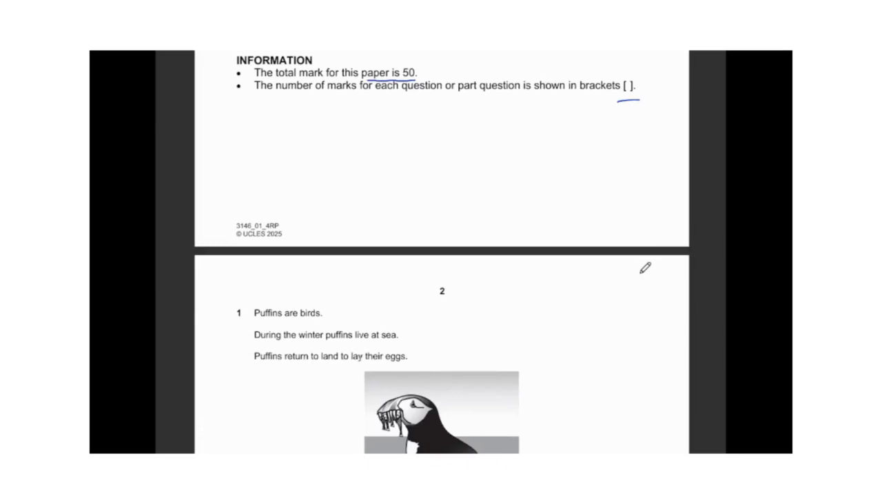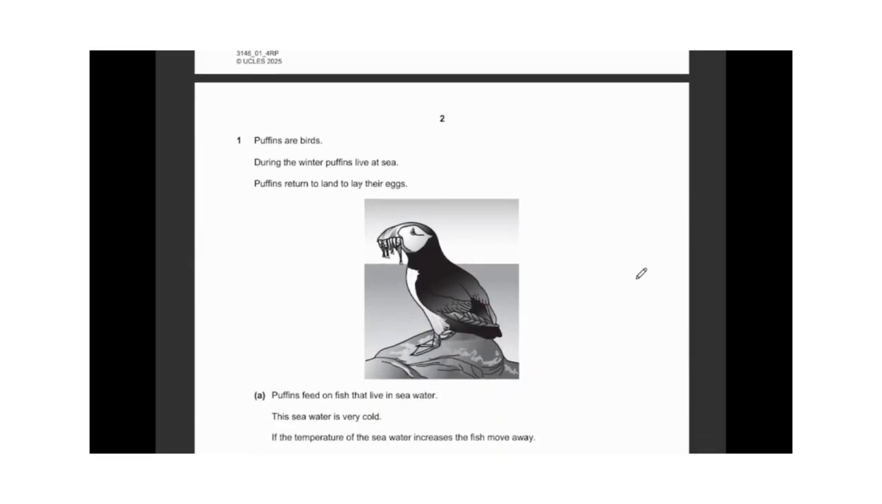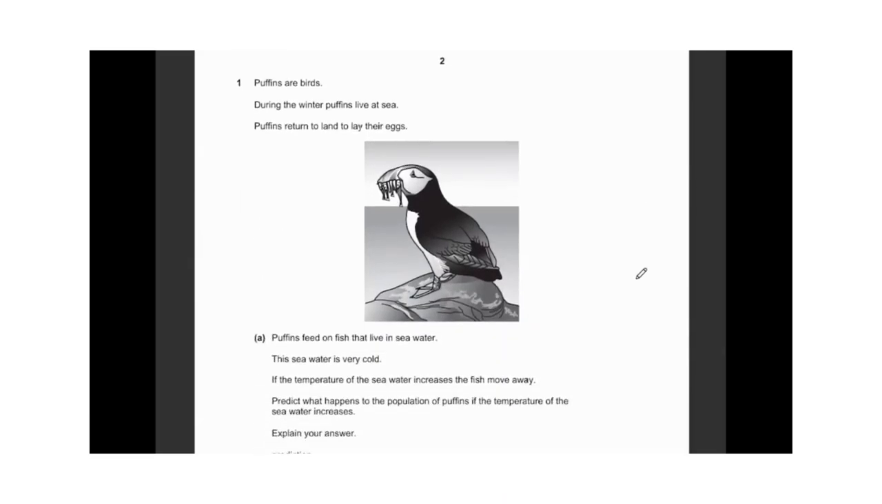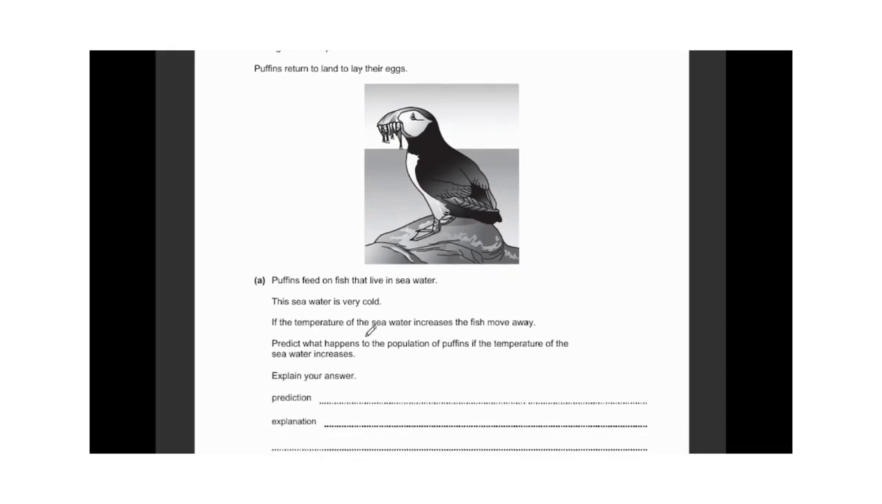Okay, so here we see puffins are birds, and during the winter puffins live at sea. Puffins return to land to lay their eggs. So here puffin feeds on fish that live in sea water. Fine, this sea water is very cold. If the temperature of the sea water increases, the fish moves away. That means the fish will migrate to a different location when the temperature increases. Predict what happens to the population of puffins if the temperature of the sea water increases.